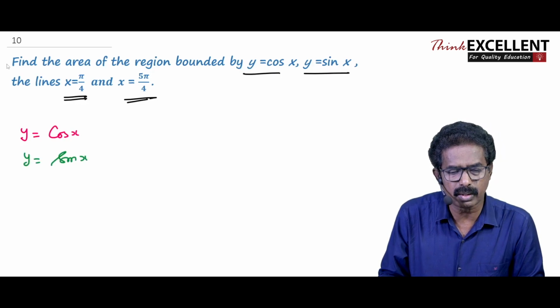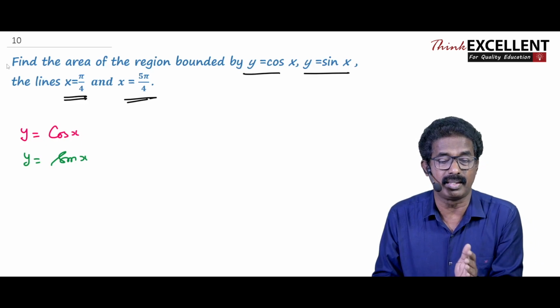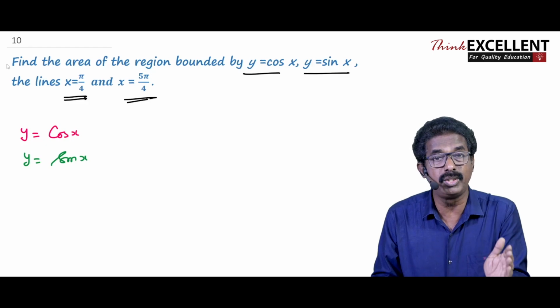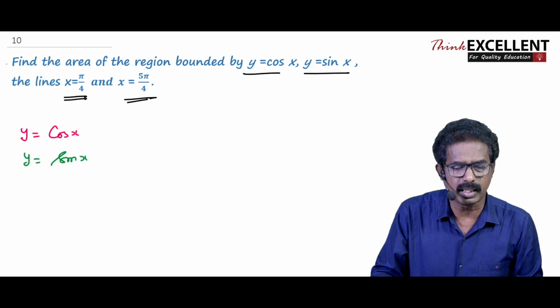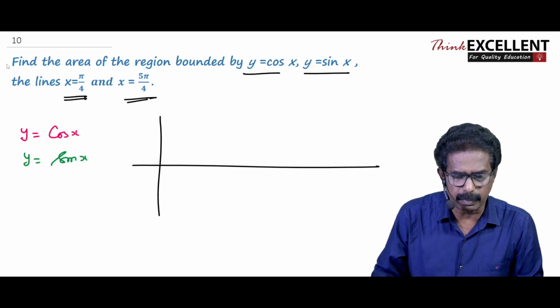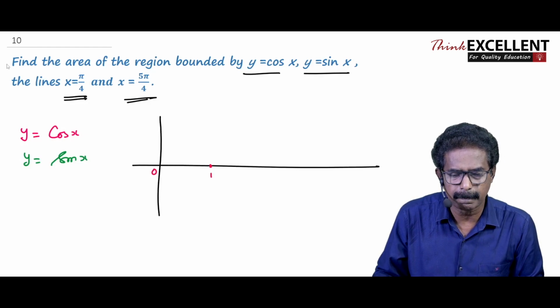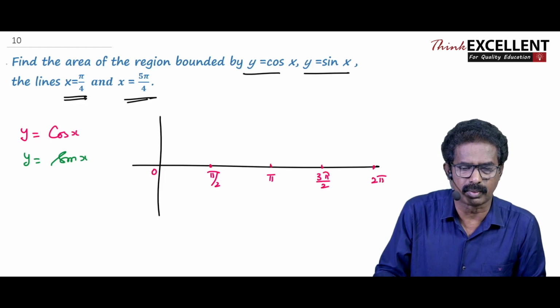First, look at how the points are given. Earlier it was 0 to pi, 0 to 2 pi. Here pi by 4 is 45. 5 pi by 4, 5 into 45, is 225. So it will be easy if we take an interval of pi by 4, right? Okay, we want only the positive side. So 0, here 90, 180, 270, 360, right? So in between, pi by 4 comes.